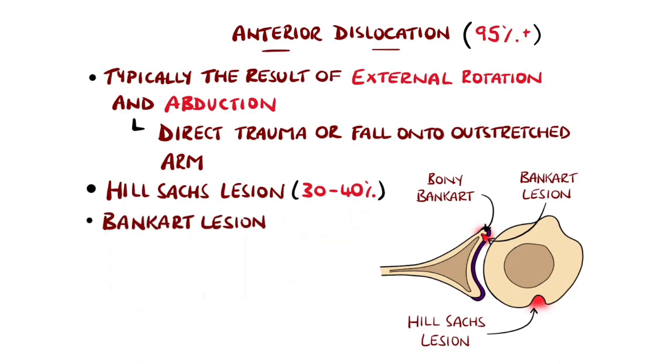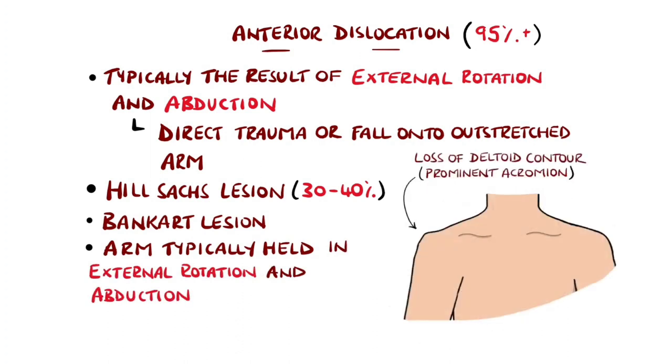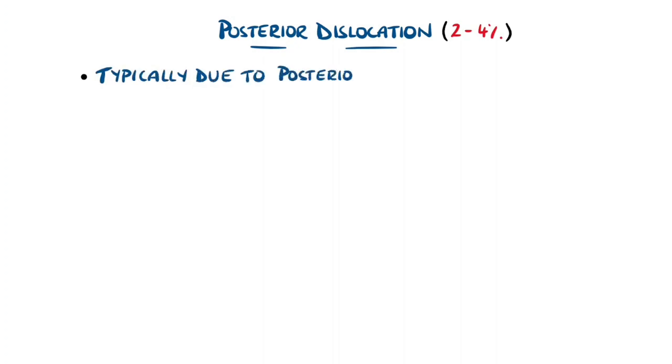The arm is typically held in external rotation with some abduction, and all movements are painful. There is a loss of the normal contour of the deltoid, and the acromion can be particularly prominent. Posterior dislocations make up only 2 to 4% of all shoulder dislocations, and occur due to the head of the humerus being forced posteriorly while in internal rotation.